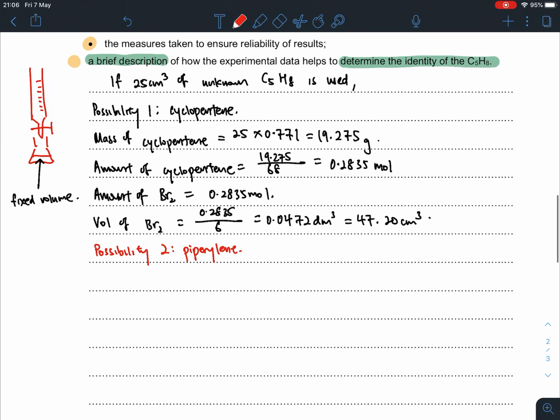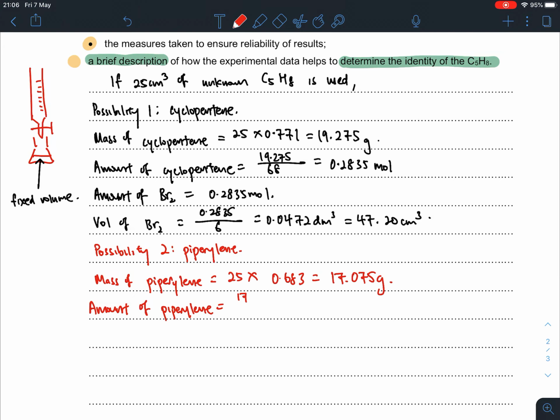Okay, so same thing, if 25 cm cube of piperylene is used, I would do the same set of calculation using the specific value relevant to piperylene. Okay, in this case, the density of piperylene is 0.683. That will give me 17.075 grams. Okay, the amount of piperylene would be the mass divided by the same Mr because they are isomers.